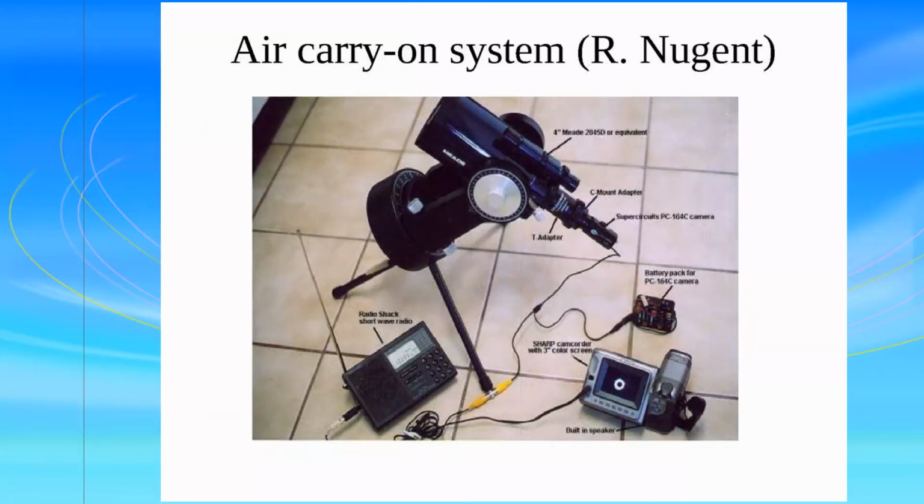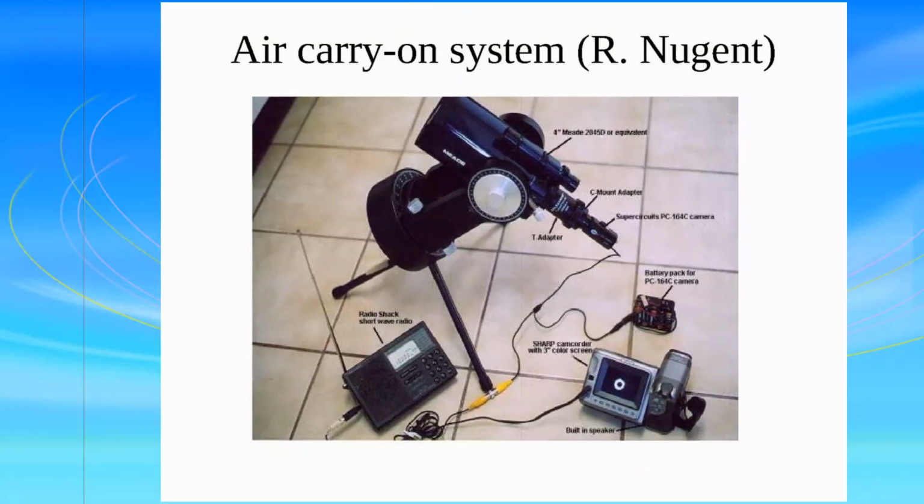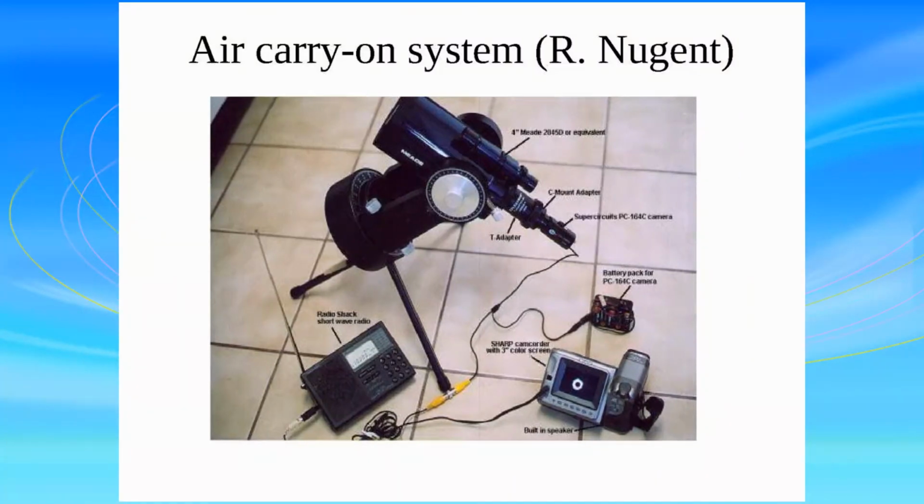This shows a carry-on system, and this just has everything nicely labeled that Richard Nugent set up using a 4-inch Meade, showing he had sort of similar connections. Here's the little battery pack that you can get, the basic thing from Super Circuits, the 8-cell battery pack, and then you just populate it with AA batteries. That you buy fresh ones or use good ones. And then showing the camcorder and the WWV time signals.